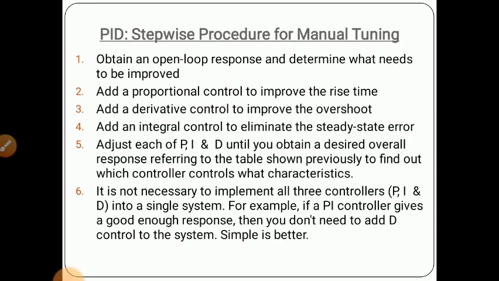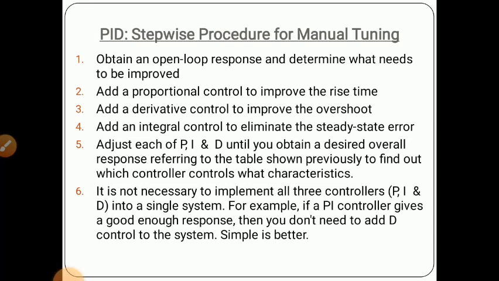So these are the steps. Adjust each of P, I and D until you obtain the desired overall response, referring to the table shown previously to find out which control affects which characteristic. Here we have to adjust the values of P, I and D. The settings are available in the system and we can change the values. By changing the values of P, I and D, we try to achieve the desired output.